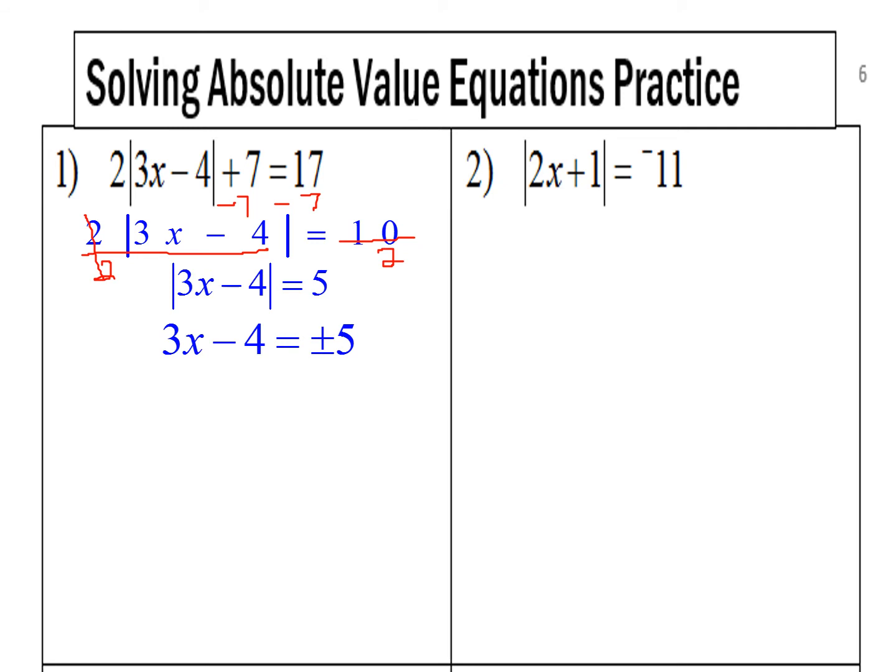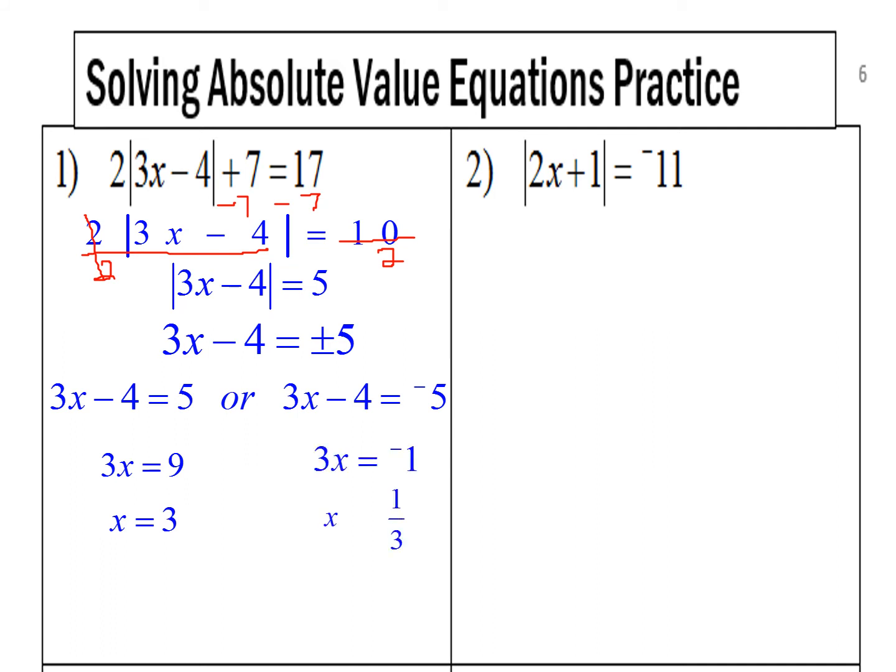So now we're going to create 2 equations. 3x minus 4 is equal to plus 5, and 3x minus 4 is equal to negative 5. Set up our 2 equations. Solve. We find out that x is equal to 3, or x could be equal to negative 1/3. Let's check it.